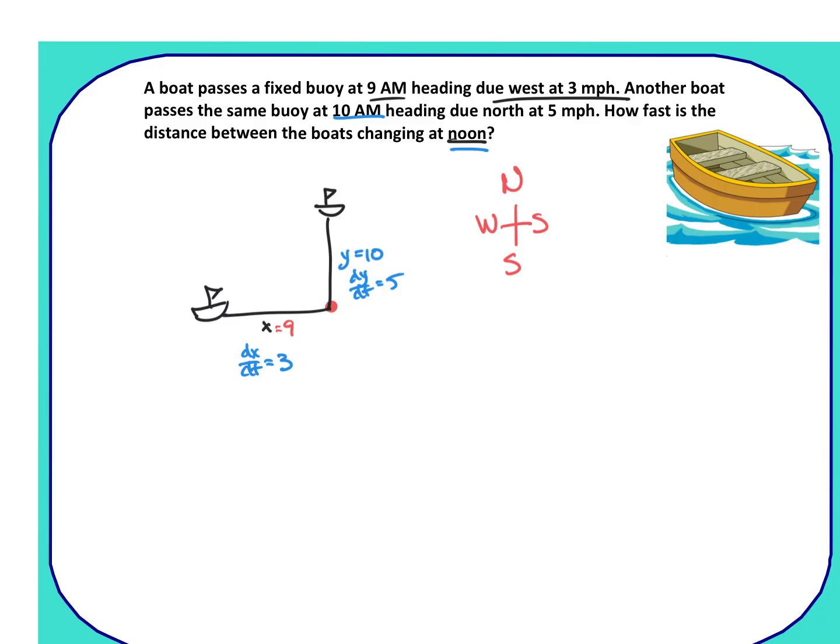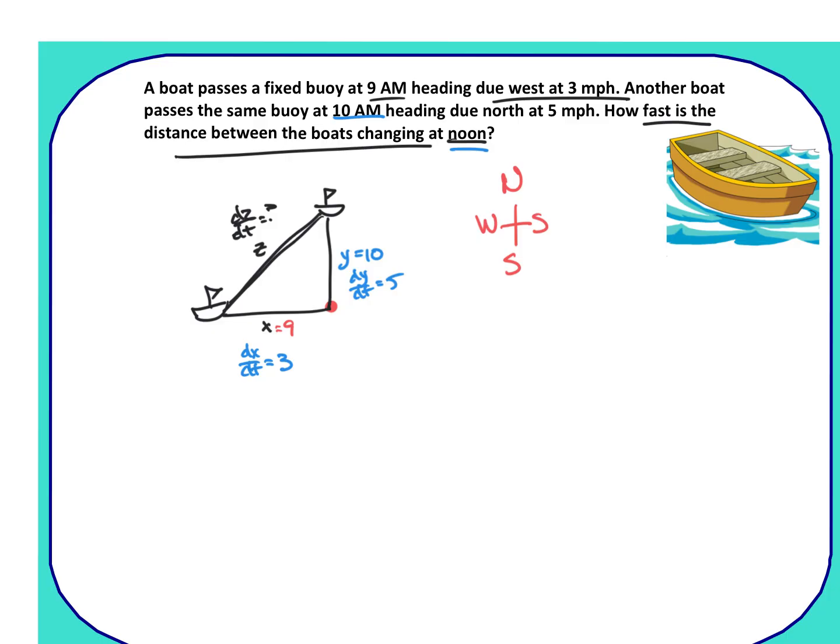And so then what's the question being asked? How fast is the distance between the boats changing? So I'm trying to figure out what that part is changing. I'm going to call that z, but what am I actually solving for? The rate at which it's traveling. So what am I actually solving for? dz dt.